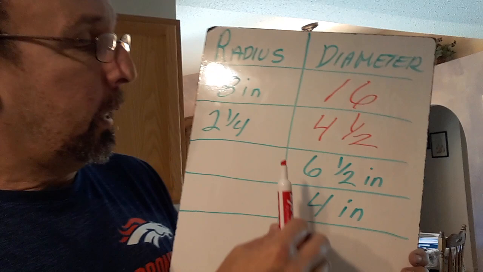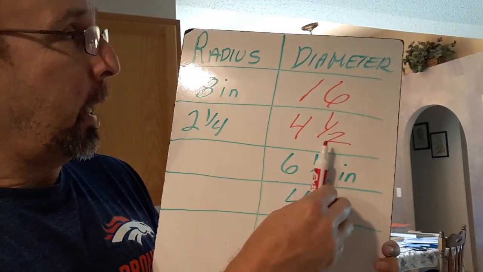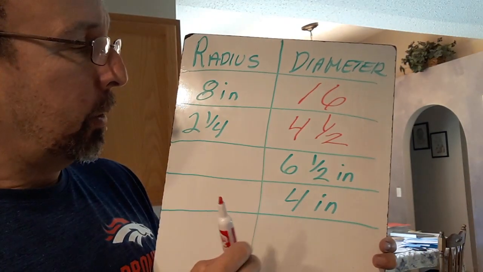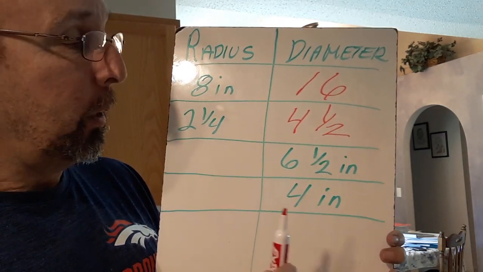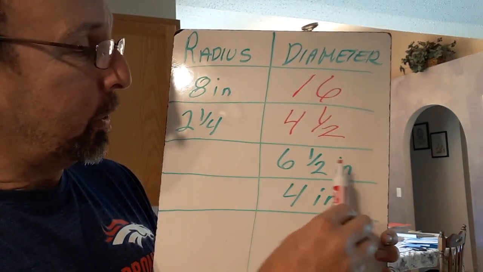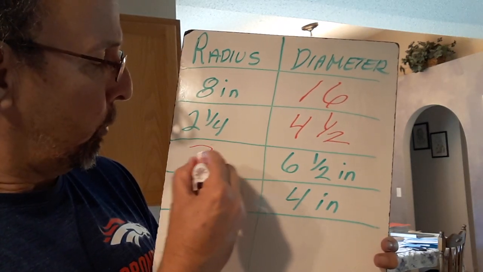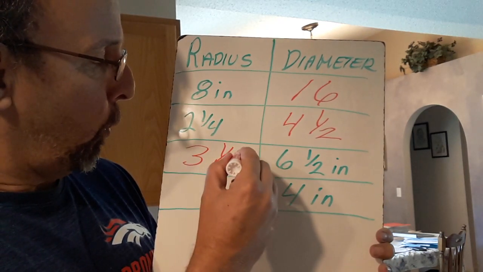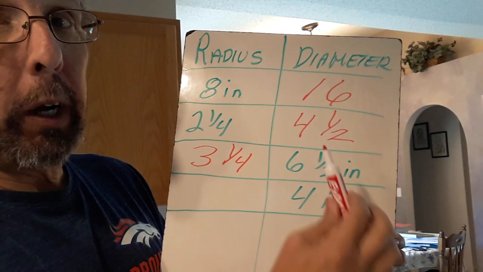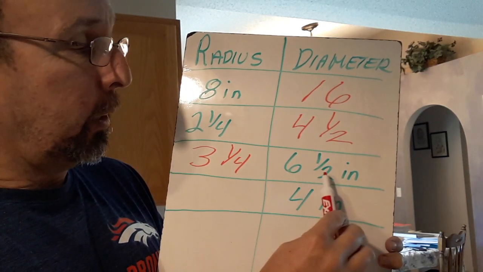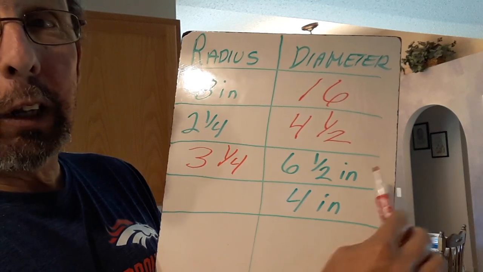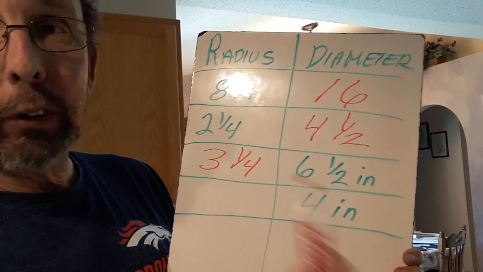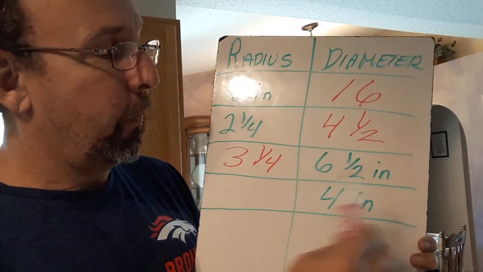Here, I'm given the diameter and I have to find the radius. Well, the radius is half of the diameter. So if I have 6 1/2 inches, half of that is 3 1/4. You're going to divide this by 2. You have to change it to 13 over 2 times 1 over 2, because you invert and multiply, all those kinds of things. You figure it out.